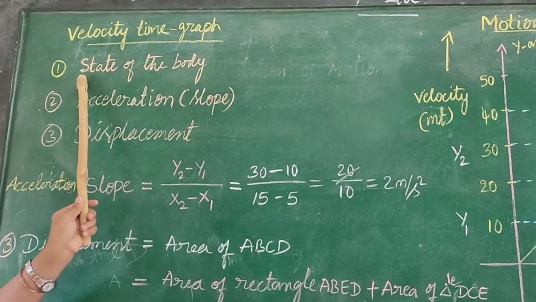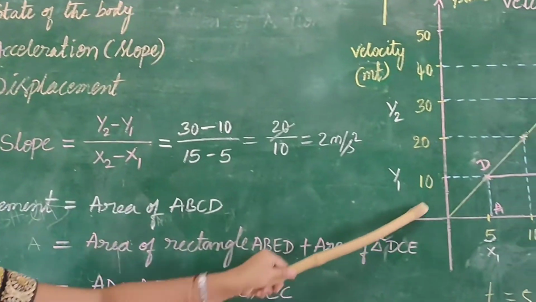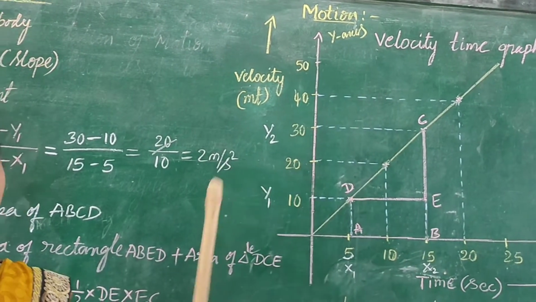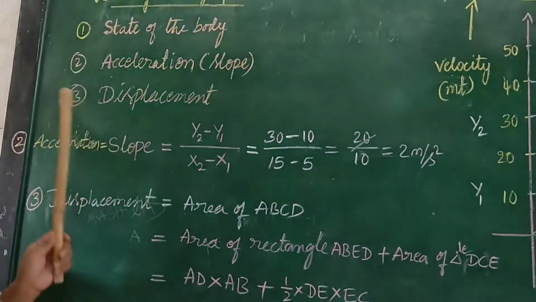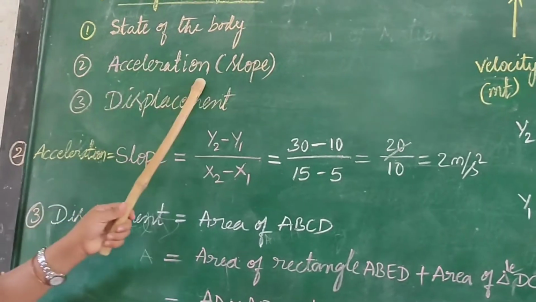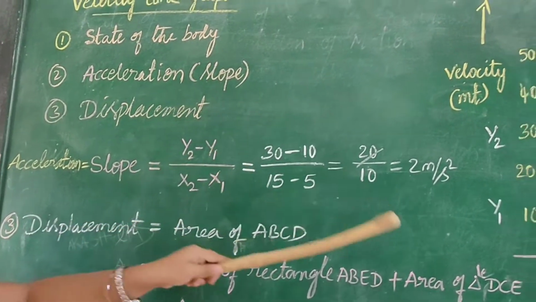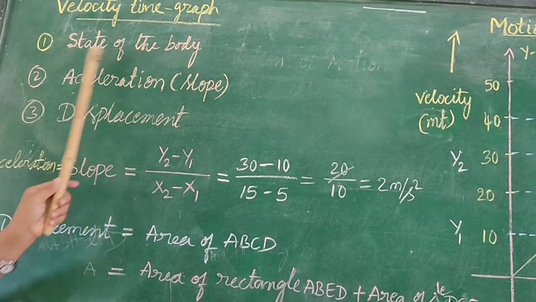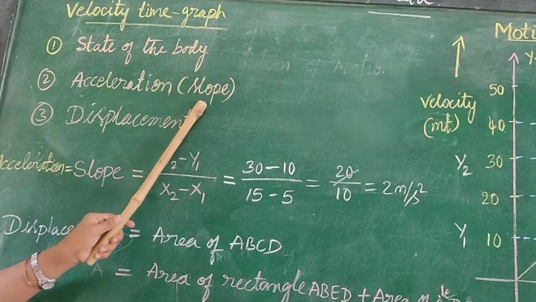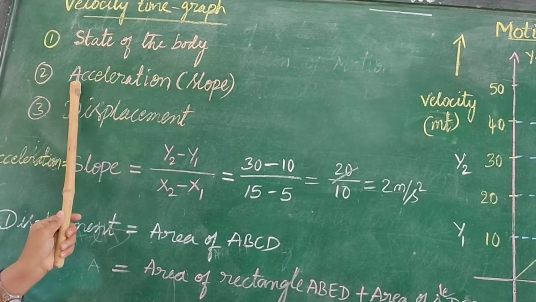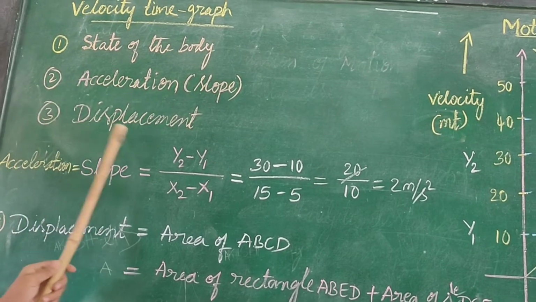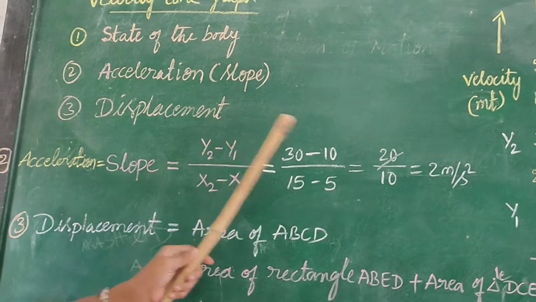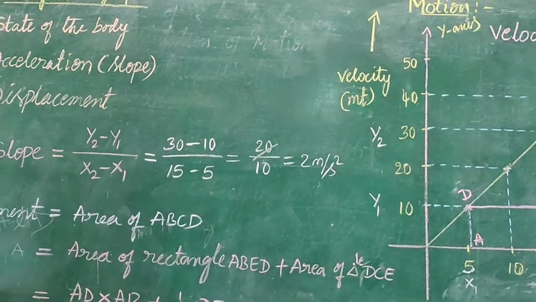It is nothing but either the acceleration increases or it decreases. That is the state of the body. The second graph gives the acceleration. So by using this graph we can find the acceleration. Here, how to find the acceleration? By finding the slope we can find the acceleration. The third one is displacement. So by using this graph we can find the displacement.